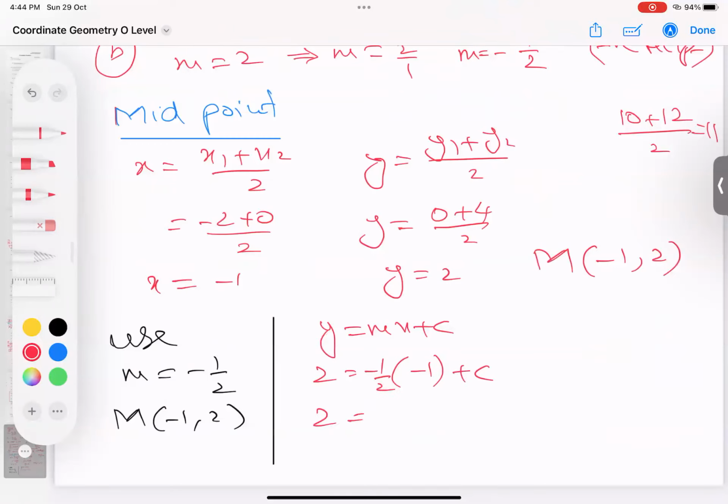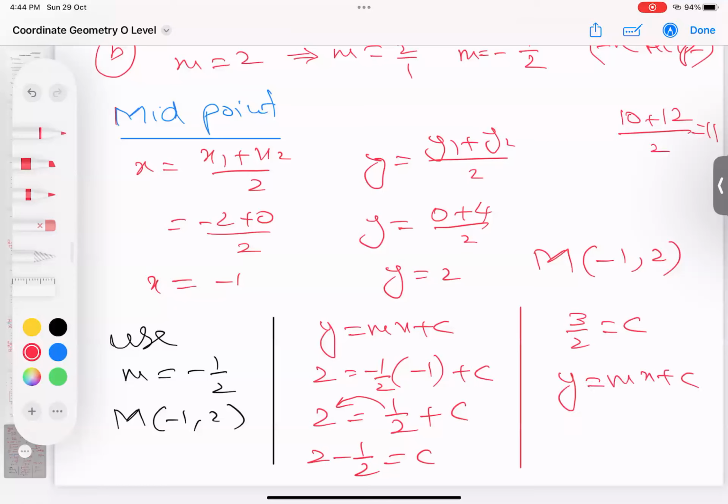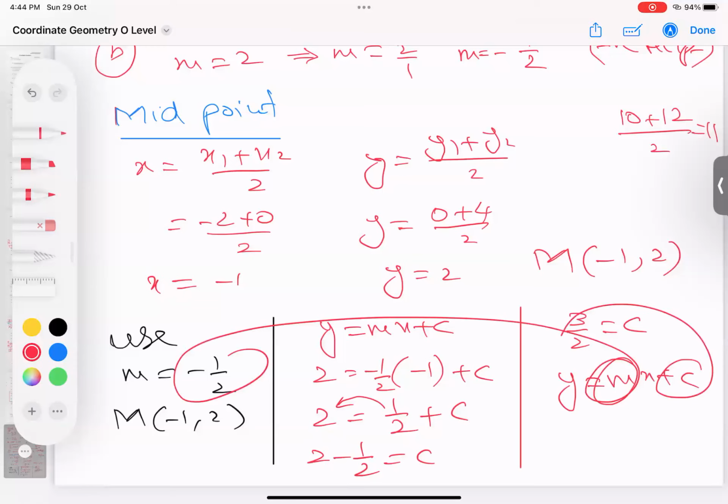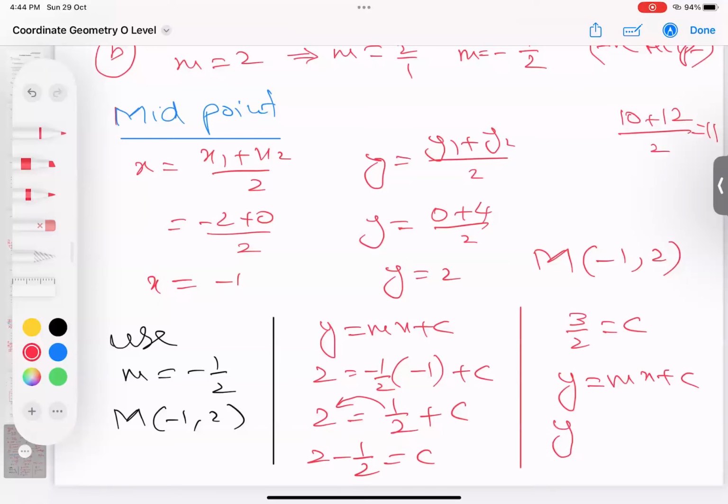So c becomes positive half. This goes there, and 2 minus half, it gives us 2, LCM 2, 2 to the 4, out of 4, 1 gone, 3 by 2. But this game is not over. Final step, I'm writing: m value is negative half, c value is 3 by 2. So Alhamdulillah, I finally got the answer, it is completely over. And this is my second part. I hope you got the point of the perpendicular bisector.